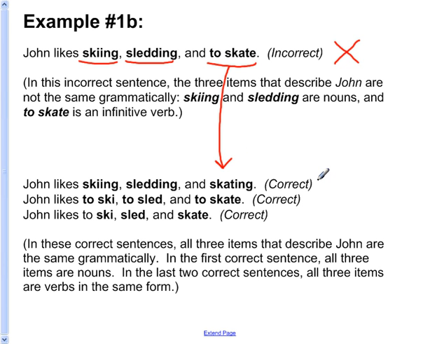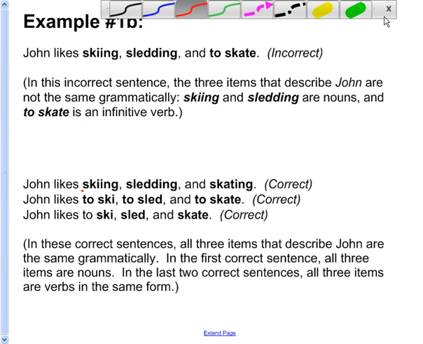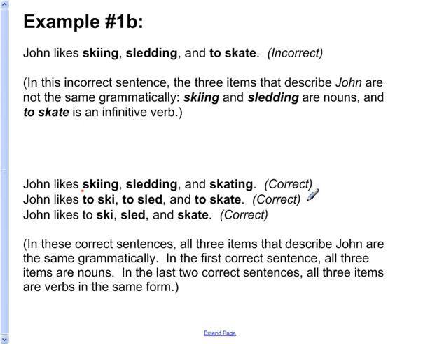So John likes skiing, sledding, and skating. Here the list includes 3 gerunds. So this list is now in parallel. We could make every item in the list an infinitive, and that's what we've done in the last 2 examples on this page. John likes to ski, to sled, and to skate. Each item is the same grammatically. They're all infinitives. Essentially, that's what we've done in the last sentence.